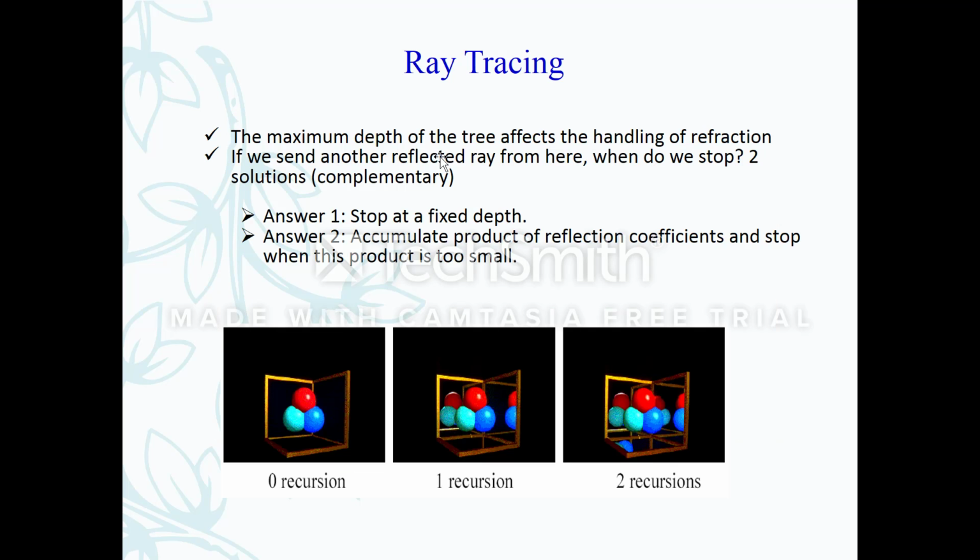Ray tracing. The maximum depth of the tree affects the handling of refraction. If we send another reflected ray from here, when do we stop? Two solutions: stop at a fixed depth, or accumulate the product of reflection coefficients, and stop when this product is too small.